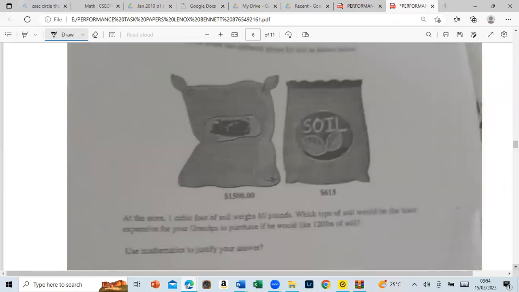Alright, so we are not finished yet, guys. We are not finished. It says now we're going to buy the soil. At the store, at store 1, a cubic foot of soil weighs 80 pounds. So we could just put some number for this, but I don't know which one is store 1.